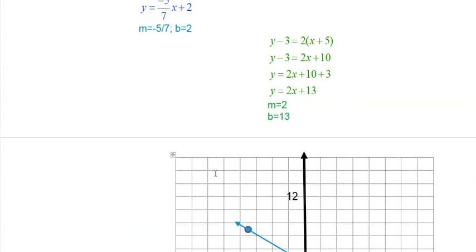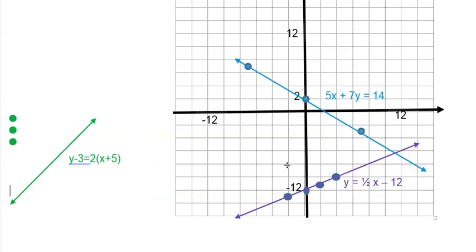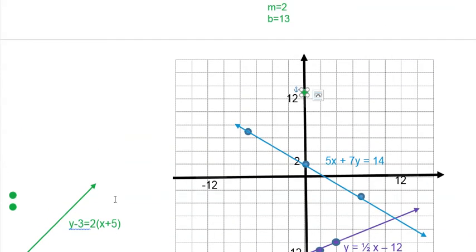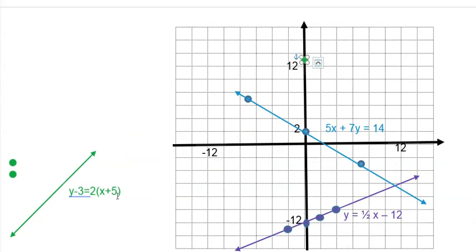So the third one, we had a slope of 2 and an intercept of 13. So our first point starts with 13. And then my slope is 2, so remember that means 2 over 1. So rise is going to be 2, run is going to be 1. So from that point, I want to go up 2 and over 1. And again, don't forget the scale here. So there, that's up 2 and over 1.